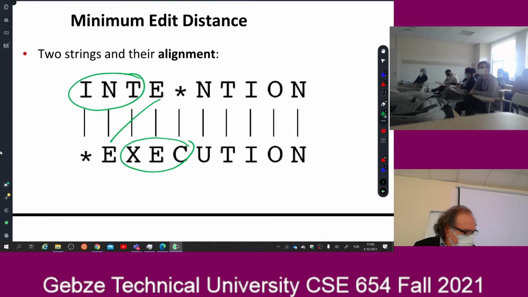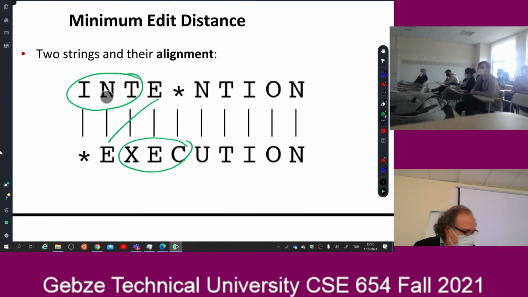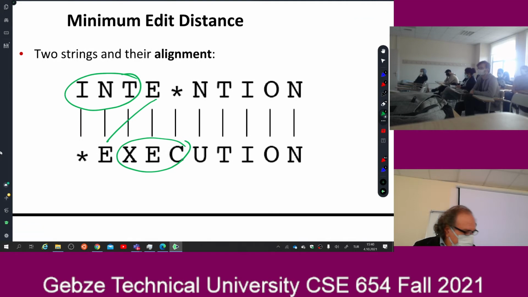So you have 3 insertions, 3 deletions: delete the first three, keep the same, insert this X, E, and C, and replace. So the cost of 3 is here, the cost of 3 is here, and 1 substitution. Again, it is 8. So there are many ways of doing this, but I am after the minimum edit distance. It looks like I am not going to find anything cheaper than 8, right?